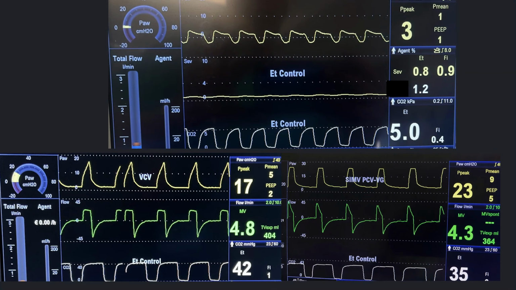Also, as I've mentioned, just keep an eye on that mean airway pressure. It will always, always, always be higher in intermittent positive pressure ventilation versus spontaneous breathing. This is particularly the case if you apply positive end expiratory pressure. High mean airway pressures reduce venous return, and PEEP increases alveolar dead space.